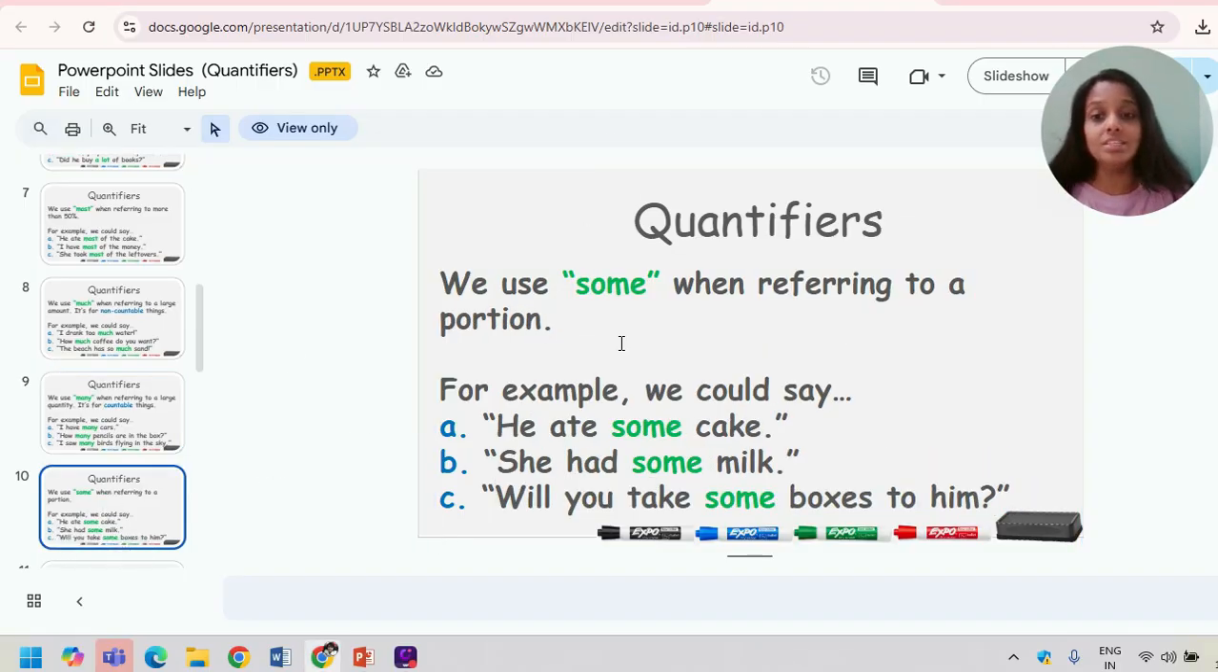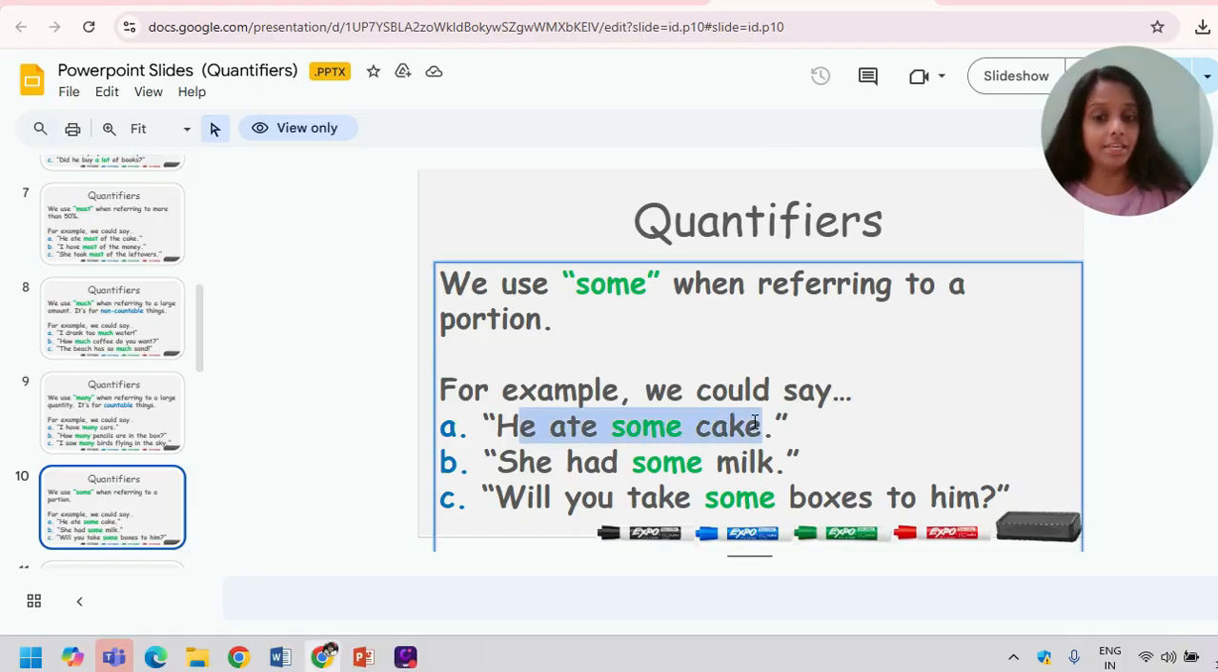The next one is some. We use some to talk about a portion or a part of a whole, not all, not none. Got it? So he ate some cake. So we are referring to a portion of the cake, right? She had some milk, a portion of the milk. Will you take some boxes to him? Here, this some is super useful in everyday speech.